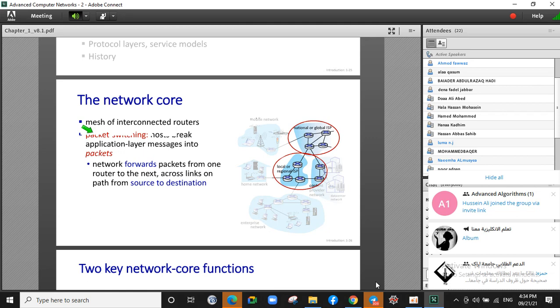The network's role is sending those packets one by one from the source to the destination. The network should find the path from the source to the destination and then forward those packets toward the destination. Okay, this is the network core.